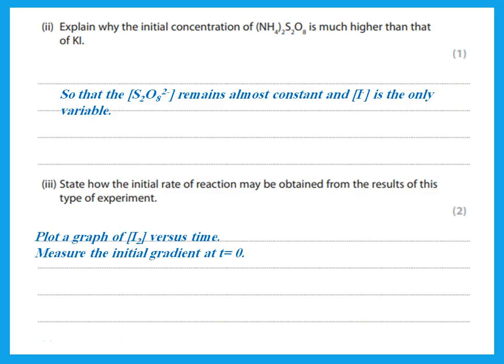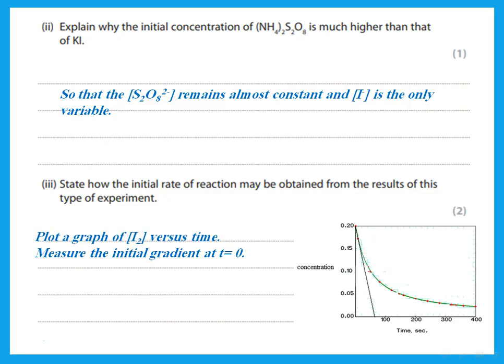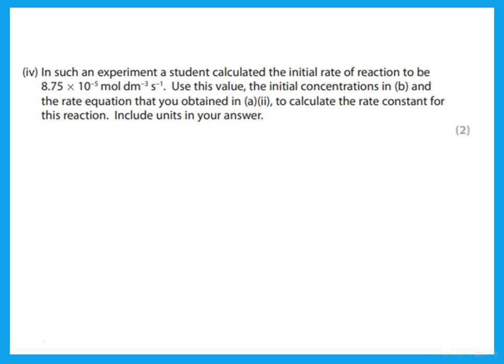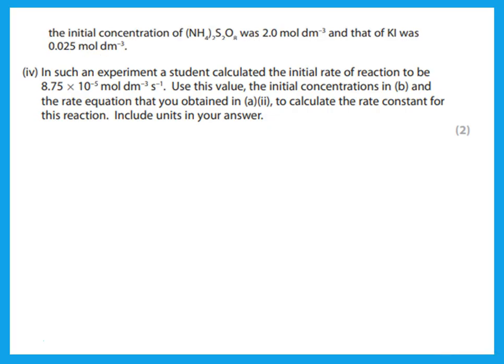experiment. Remember, when we are calculating concentration versus time and we have a graph, we plot the graph of the concentration versus time, we draw a tangent at t equals 0 and measure its initial gradient. In such an experiment, a student calculated the initial rate to be this, used the values of the initial concentrations, which he gives me to be persulfate was 2 mole per decimeter cubed and iodide was 0.025, and he says we should try to calculate the rate constant for this reaction.